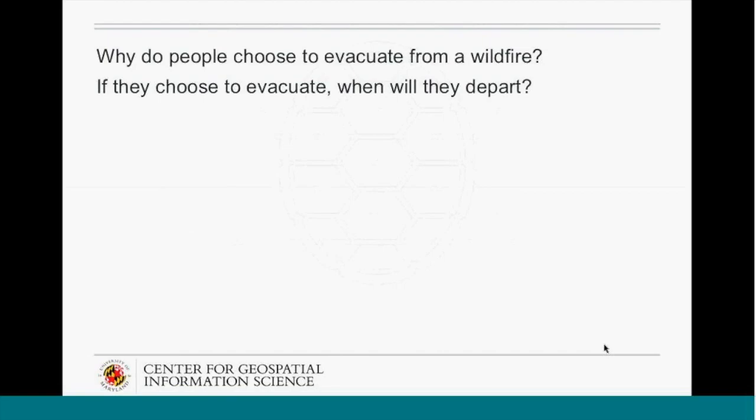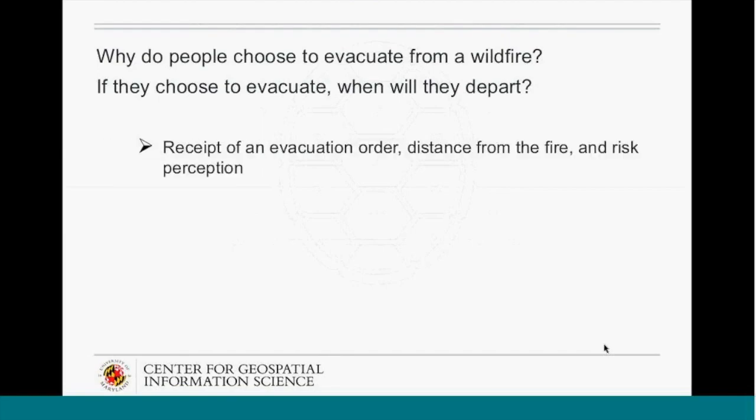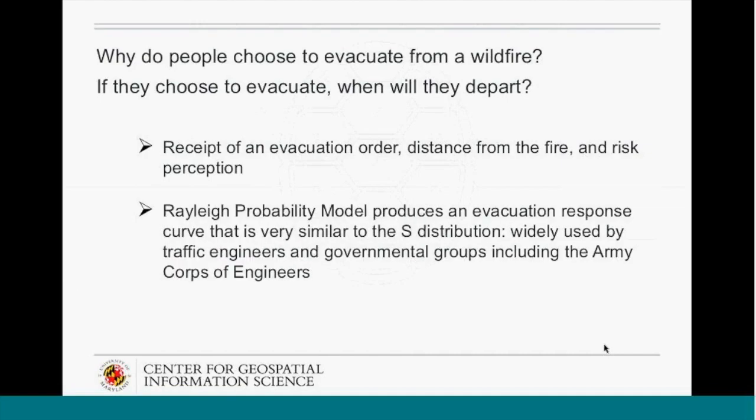So here we go. Let's talk about some answers to our first research question. Why do people choose to evacuate from a wildfire? And if they choose to evacuate, when will they depart? So the answers we came up with based on that research was receiving an evacuation order, distance from the fire, and risk perception all influenced those decisions. So that Rayleigh probability model that I showed you produces an evacuation response curve very similar to the S distribution. And this is actually widely used by traffic engineers and governmental groups, including the Army Corps of Engineers, when they're trying to predict when people will leave during emergency evacuation.